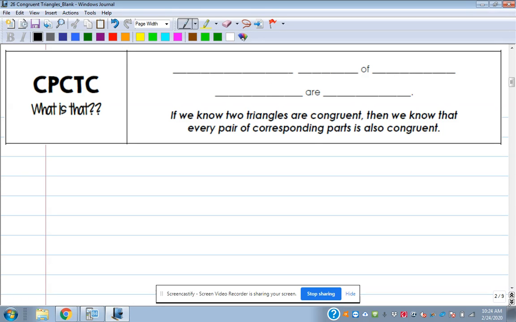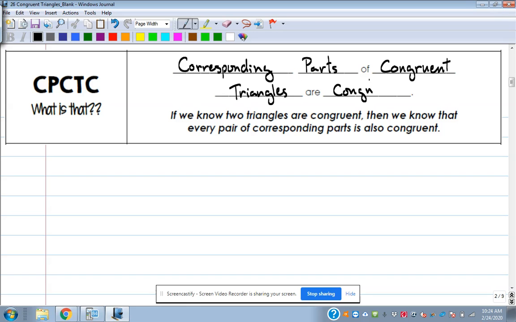CPCTC. Very difficult for me to say, but I'm going to try to use that. CPCTC means corresponding parts of congruent triangles are congruent. Corresponding parts of congruent triangles are congruent. So CPCTC is the abbreviation for that.